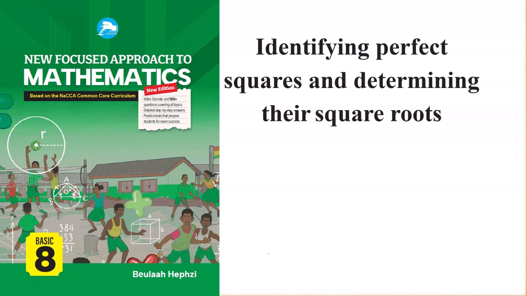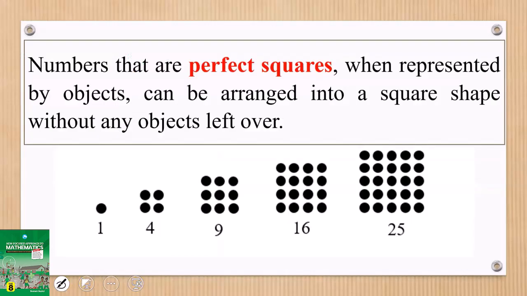This is the revised edition, and in this video we are looking at identifying perfect squares and determining their square roots. Now I want to identify perfect squares and determine their square roots. What is a perfect square in the first place? Numbers that are perfect squares, when represented by objects, can be arranged in a square shape without any objects left over. Okay, what it means is that, let me ignore one for the moment.